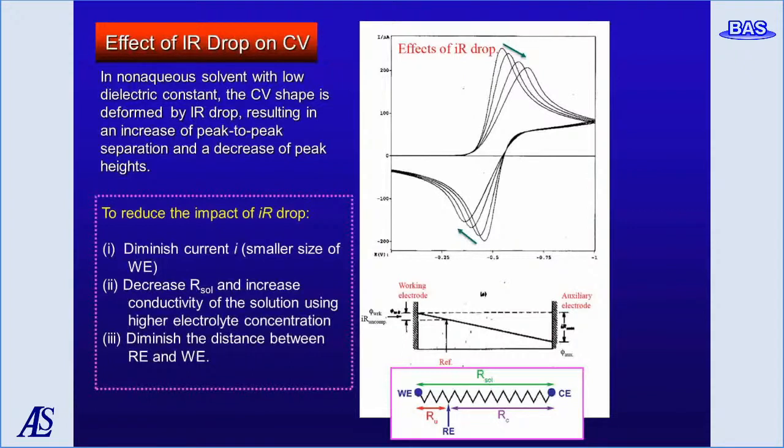The best way to check the influence of IR drop is to run the voltammogram for a well-known couple such as the ferrocenium/ferrocene couple, and compare the peak separation and scan rate dependence.